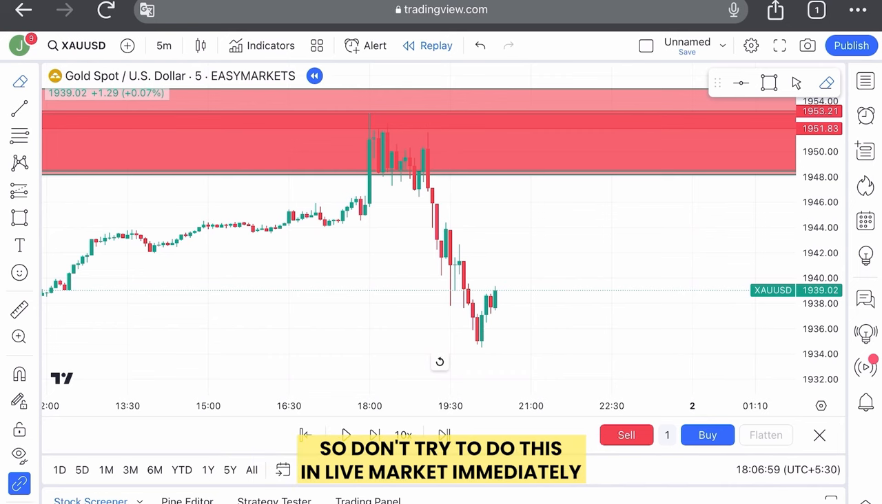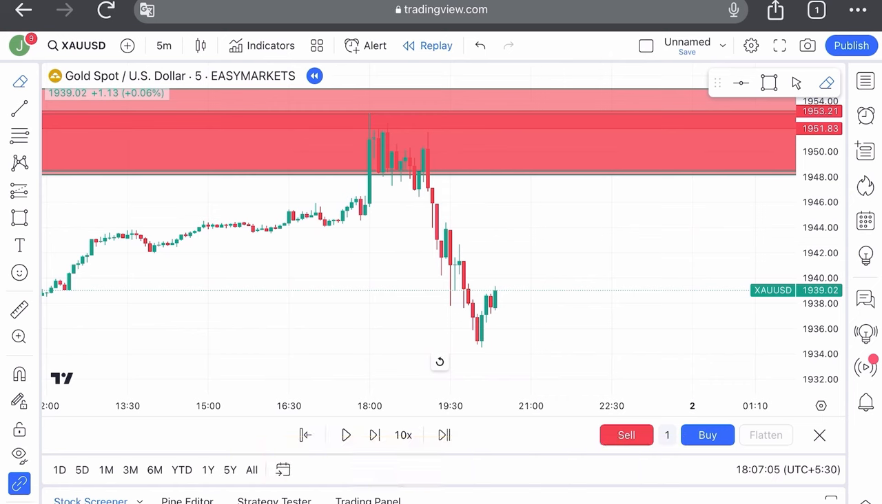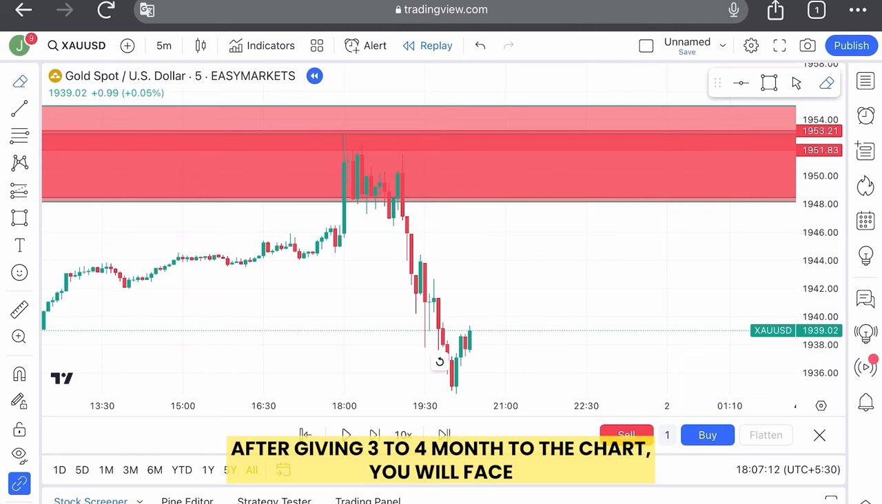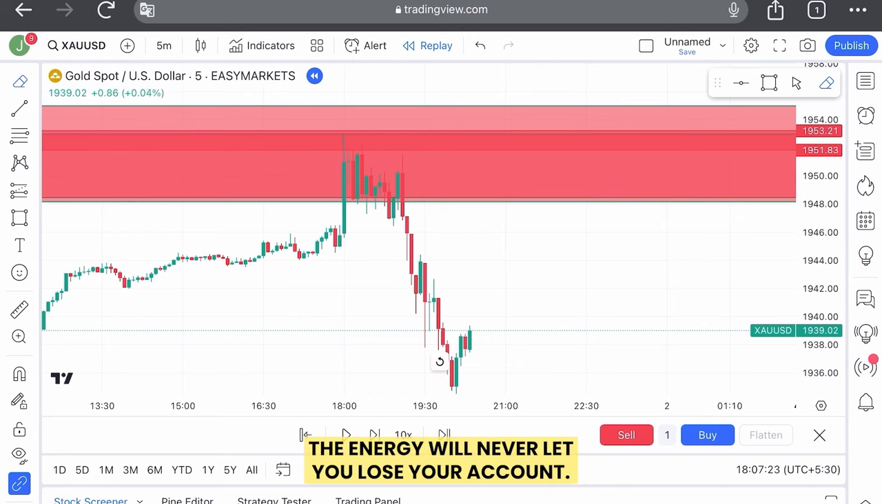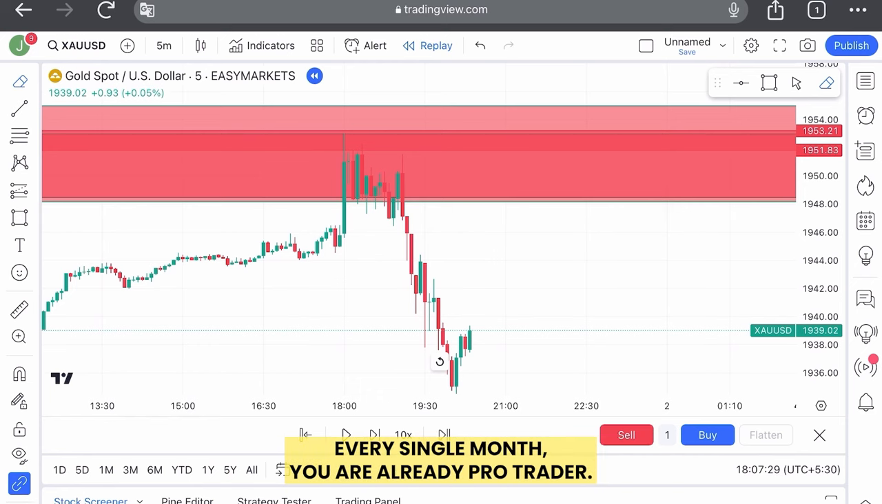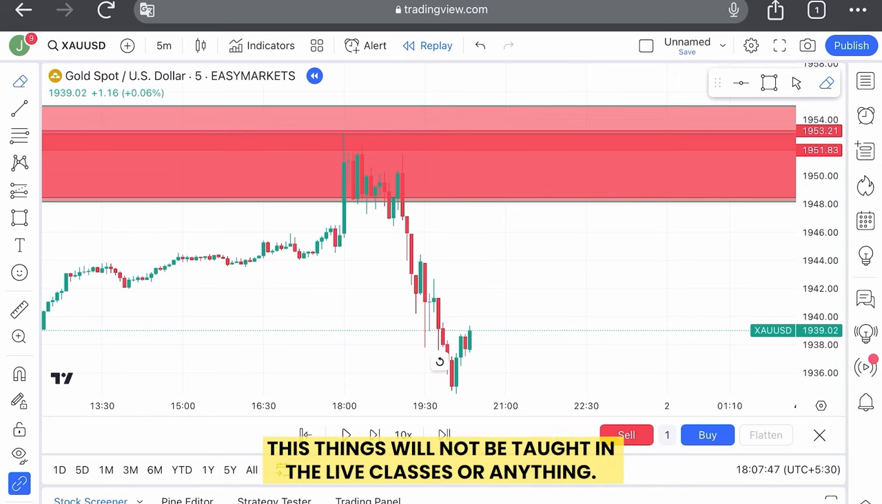So don't try to do this in a live market immediately, because it may cause an immediate losing effect on your account. Try to learn first, give 3 to 4 months to the charts. After that, you will feel some kind of energy in yourself, and once it is active in your body, the energy will never let you lose your account. Even if you are making 5% on your account every single month, you are already a pro trader. Don't push yourself for 40 to 50% returns, because I have already made this kind of mistake in my time, and I don't want you guys to make the same mistake again and again. These things will not be taught in the live classes or anything.